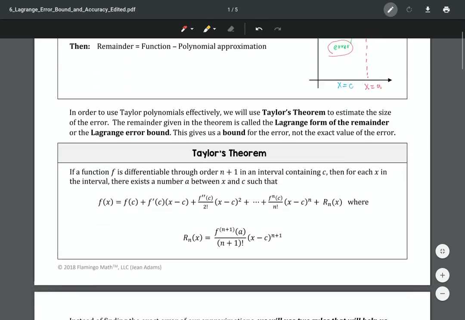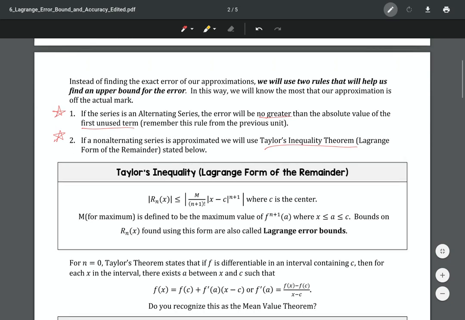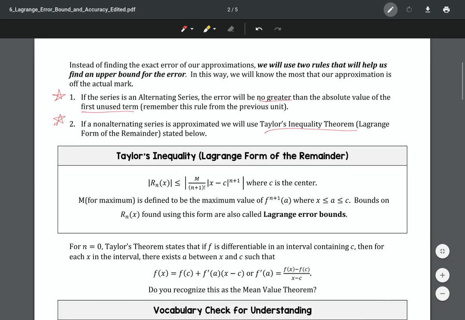Now, what we found out before is that we can find the exact error. But what we're going to find here is that we're going to use two different rules that will help us find an upper bound for the error. So we're going to use two ways. If we have an alternating series, the error will be no greater than the absolute value of the first unused term. So if they ask you, for example, for a polynomial of degree 4 using a Taylor series, then you can use the absolute value of the fifth element in it, if you will. Now we actually have talked about this in the previous unit.